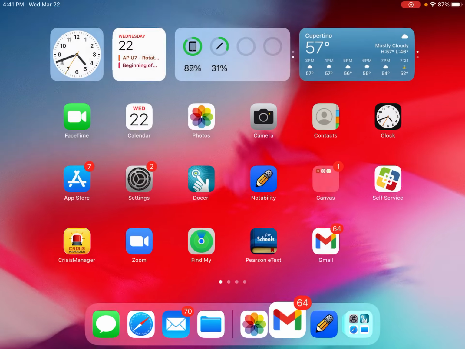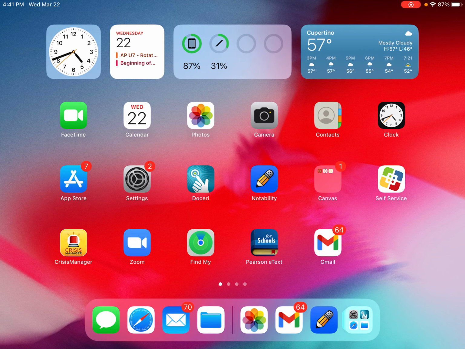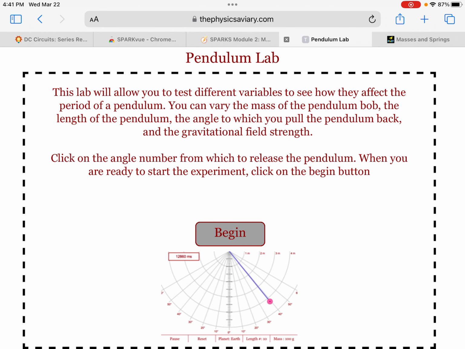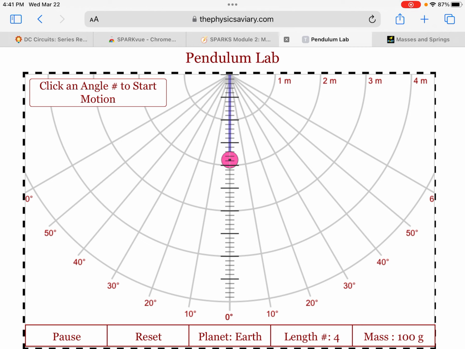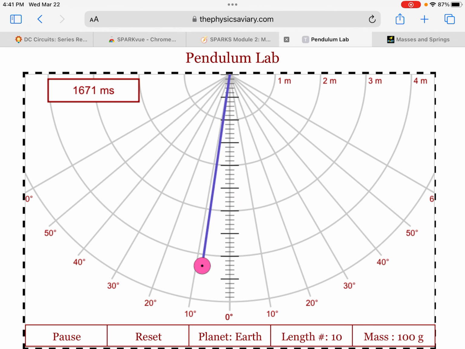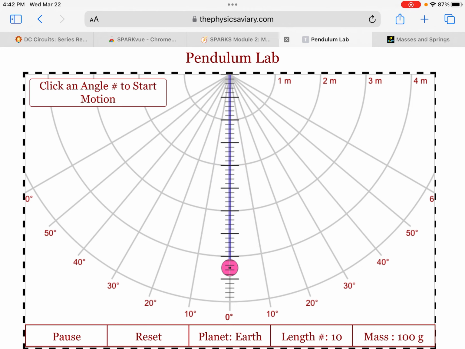All right, so now let's look at a pendulum. Okay, so here is a pendulum. I can change the length of the pendulum. Let's go longer. Why not? It says to click an angle to start the movement, so I'm going to click, how about 10 degrees? So the amplitude of these oscillations is 10 degrees counterclockwise, and 10 degrees clockwise, and 10 degrees counterclockwise, and 10 degrees clockwise. Now, if I reset this, that's the equilibrium position of my pendulum bob.